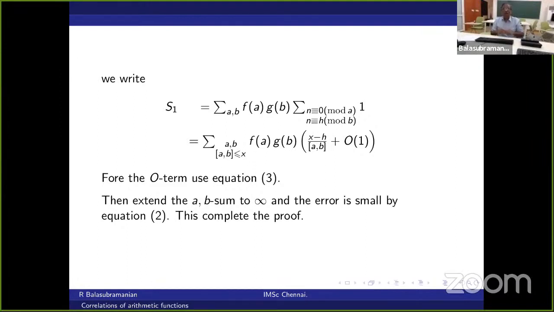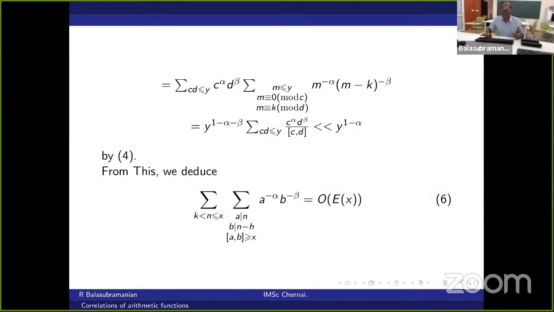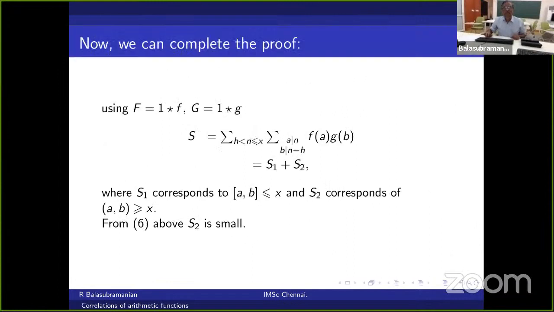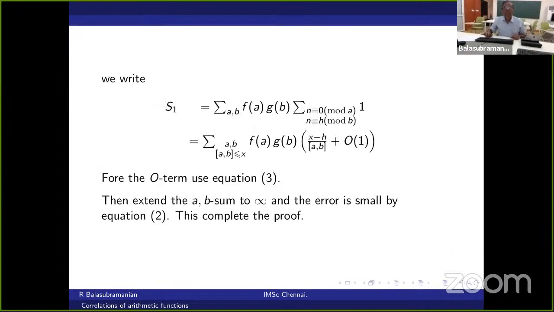Now look at this error term, summation f of A, g of B with AB less than or equal to x, and this sum is LCM AB less than or equal to x. This sum is precisely what we have done in the equation 3. 1 over A power alpha, B power beta, when you sum over A and B with the LCM less than or equal to x is O of the expected error term, and therefore that can be taken care of.